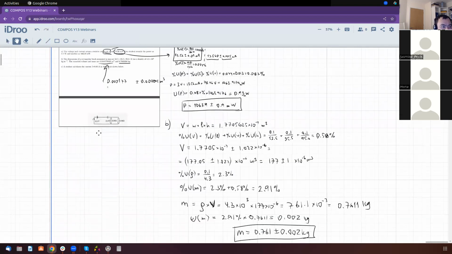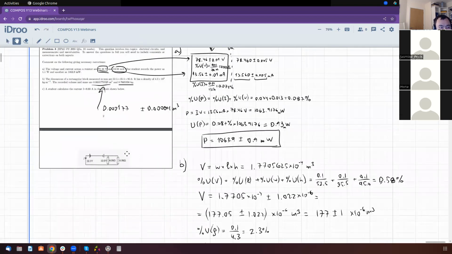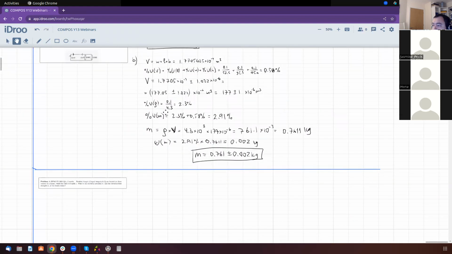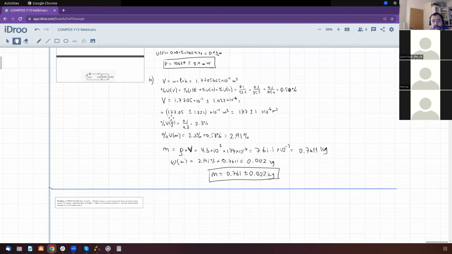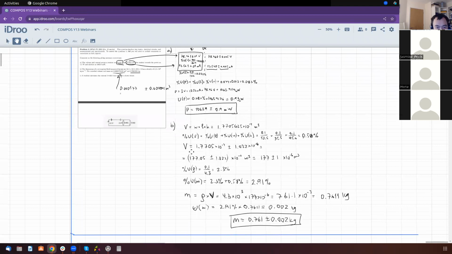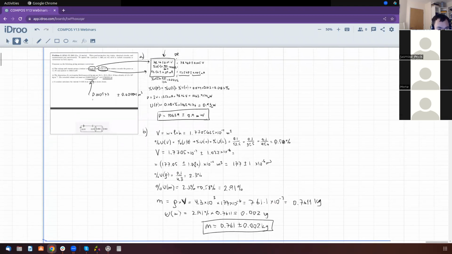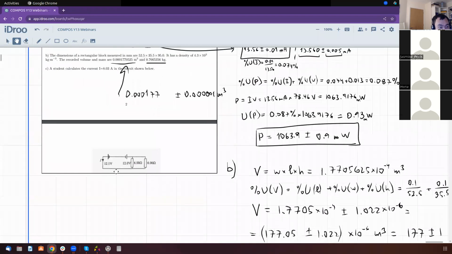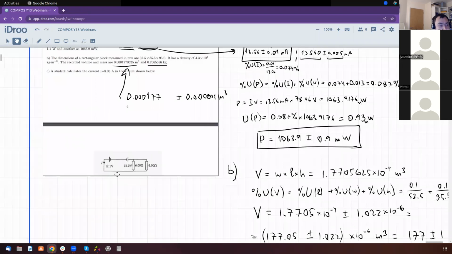Okay, I'm not going to do C unless you'd like me to. The idea is the same. So you just look at the uncertainties. But I'd say this is a problem about uncertainties.